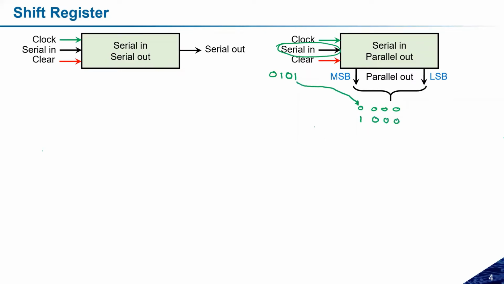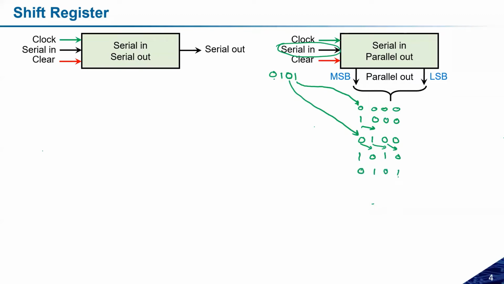During the first clock pulse, this 1 will be transferred here, so I will get 1 0 0 0. In the next clock pulse, this 1 will be shifted here, and now this 0 will come to this point, so 0 1 0 0 will be the output. In the next clock pulse, this 1 will be shifted here, this 0 will be shifted here, and the next term, that is 1, will come in. Then in the next state, I will get 0 1 0 1.